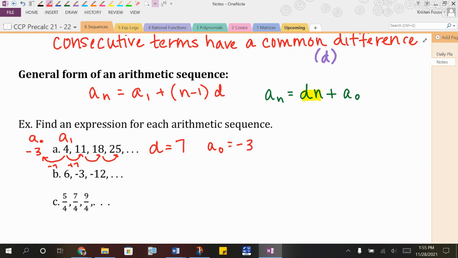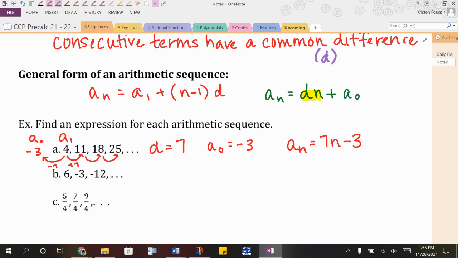So now I can go ahead and write the explicit formula for my arithmetic sequence. And that would just be AN equals 7n, so that's my D times n, minus 3, which is my A0. And then you can check it. If you plug in 1, you should get the first term. If you plug in 2, you should get the second term, and then the third term, and then the fourth term, etc. Okay? So let's go ahead and do one more of these.